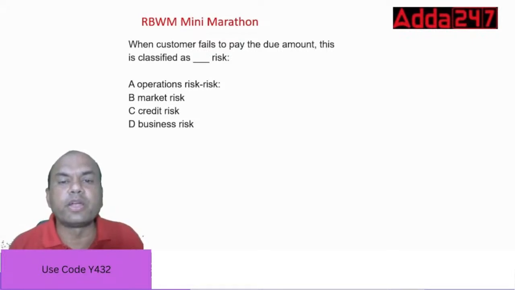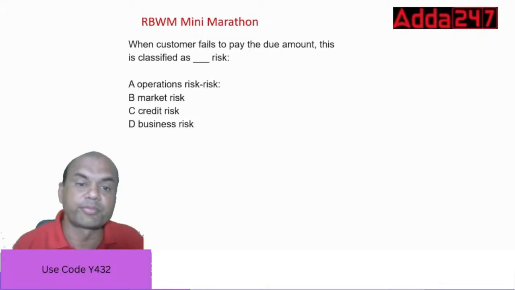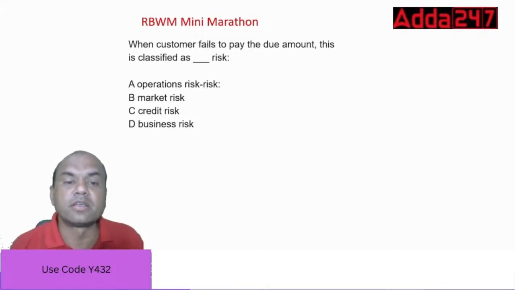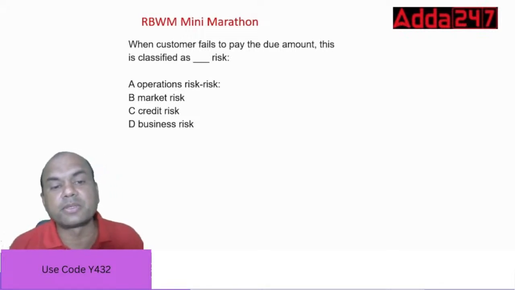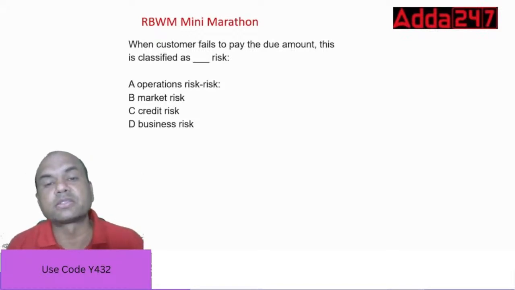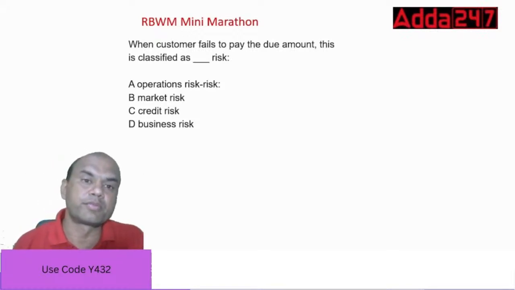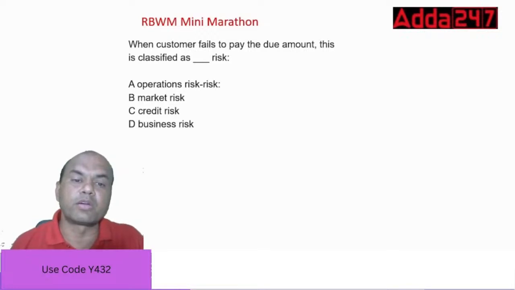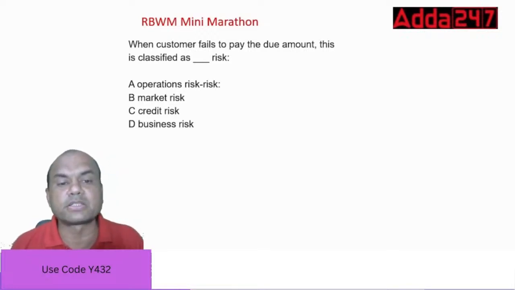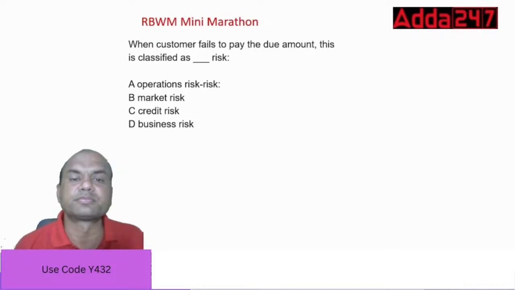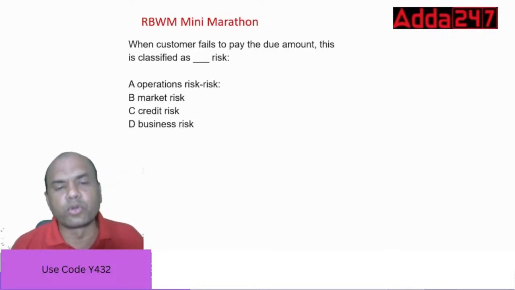When customers fail to pay the due amount, this account is classified as what? Operations risk, market risk, credit risk, and business risk. So if the customer does not pay the due amount, what type of risk will this be? Operations, market, credit, or business? Okay, if you don't know, I'll give the answer.